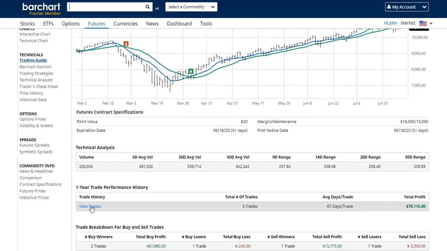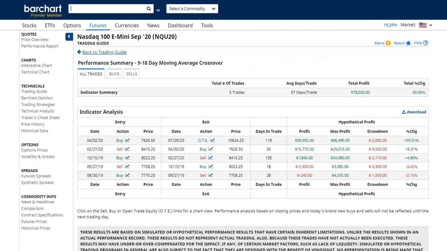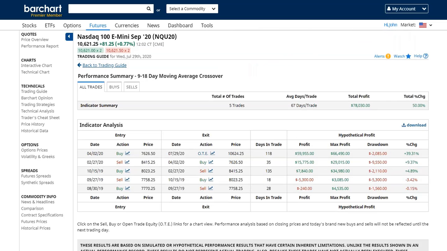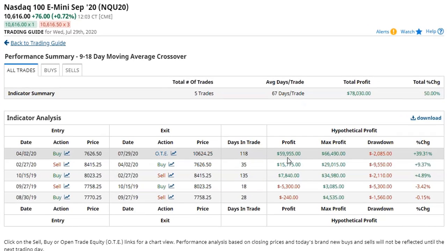Now, if I go deeper into my history, I can break these 5 trades down and look at the statistics of the data inside each one of those individual trades. So 5 trades, an average of 67 days, and a total profit of $78,000. But here we can see the 5 trades broken down. In this most recent trade that we're in, we've been in for 118 days, and it's generated a profit of about $59,000, $60,000. And it says right here, OTE, that means it's an open trade equity. We're still in this trade.